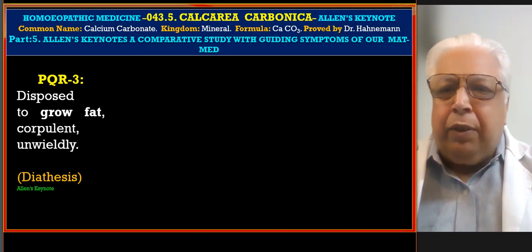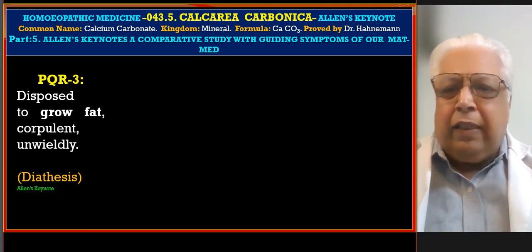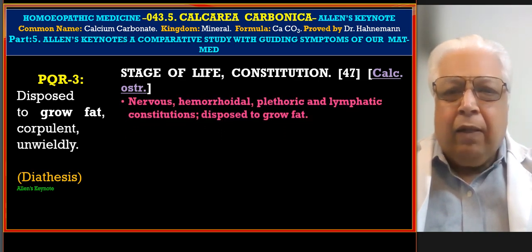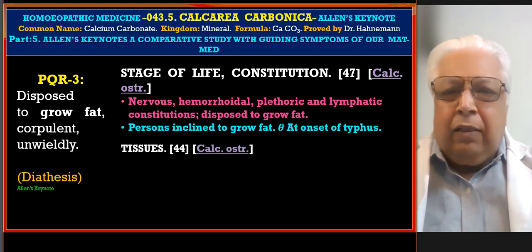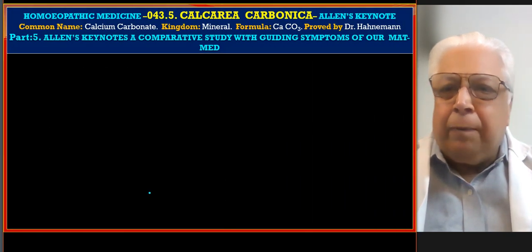Friends, let us go to PQR3: disposed to grow fat, corpulent, unwieldy. This is a diathesis, and we find the reference in Stage of Life and Constitution, chapter 47. First grade representation: nervous, hemorrhoidal, plethoric, and lymphatic constitution, disposed to grow fat. Second grade representation is persons inclined to grow fat. Tissue, chapter 4, tells us about second grade representation: tendency to obesity, especially in children and young people.